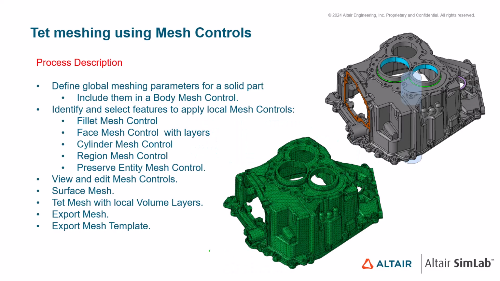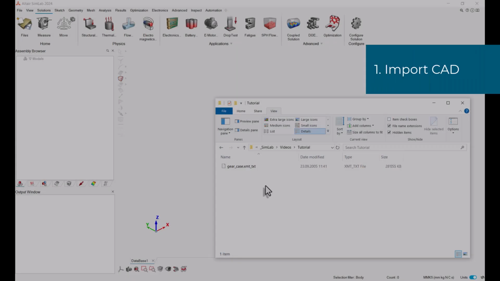This tutorial will guide you through the process of creating a volume mesh for a cast part. You will learn how to apply global and local mesh parameters using mesh controls. Finally, you will export the solver deck and a mesh specification with all parameters.